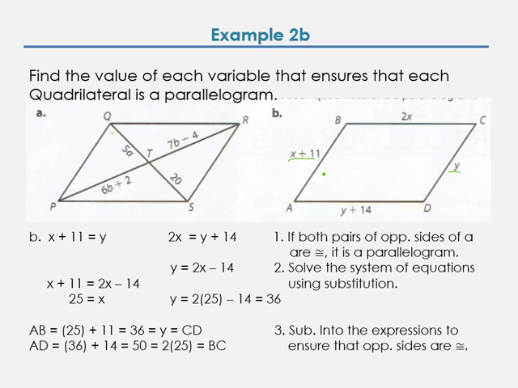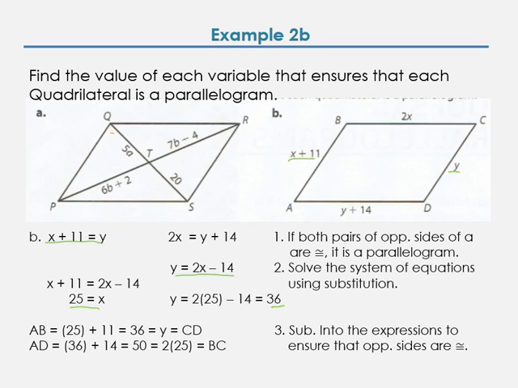And now we set these two equations equal to each other. X plus 11 equals 2x minus 14. And you say, well, why do we set them equal to each other? This is a parallelogram if both pairs of opposite sides are congruent. So that's what we're trying to prove. So x plus 11 equals 2x minus 14, and we have a value of x equals 25. And if we substitute the 25 into the y equation, 2 times 25 is 50, minus 14 is 36. So x is 25, y is 36.